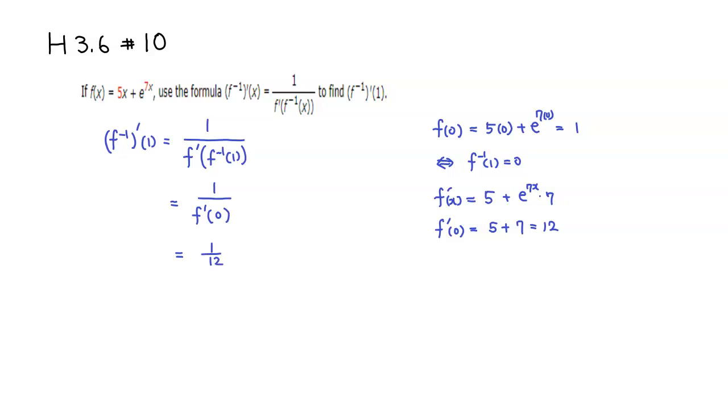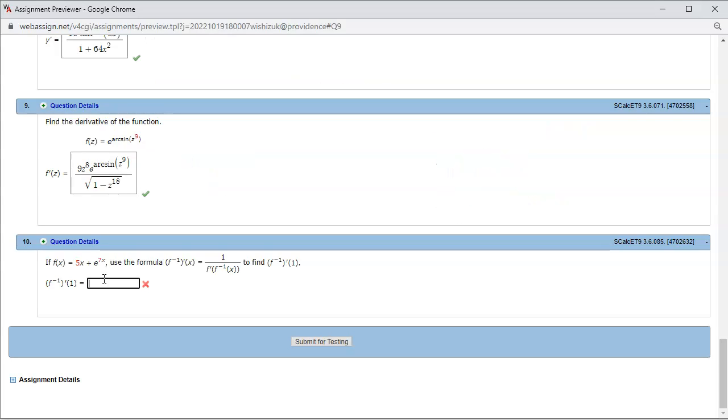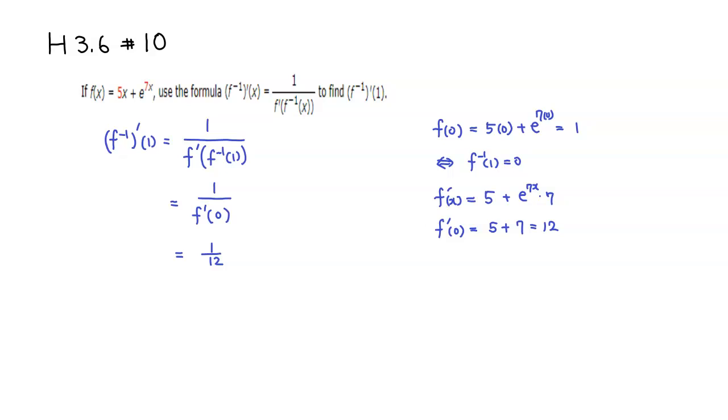Let's type it in. We got 1 over 12, right? Let's check the answer. All right, I came back and looks like we got this one correctly, right? That's it. I hope that this was clear.